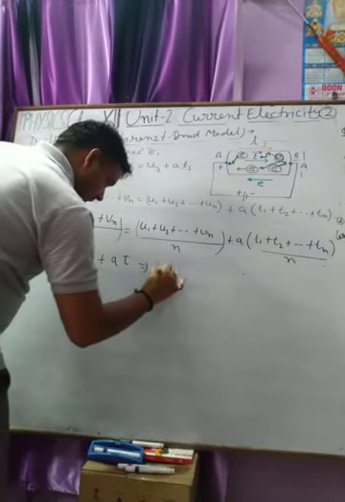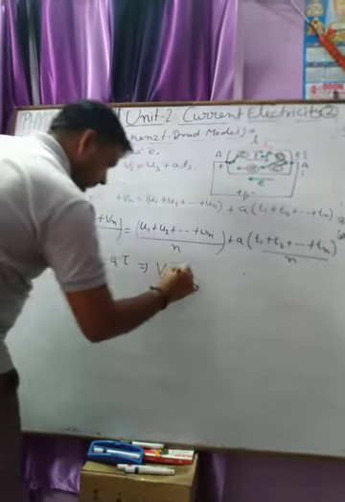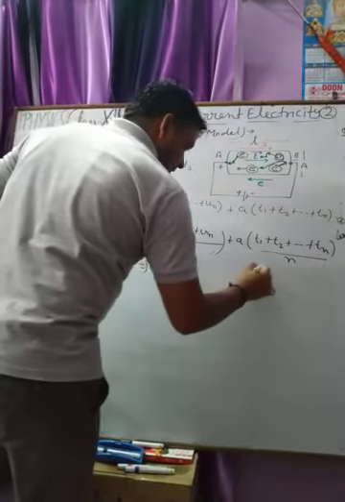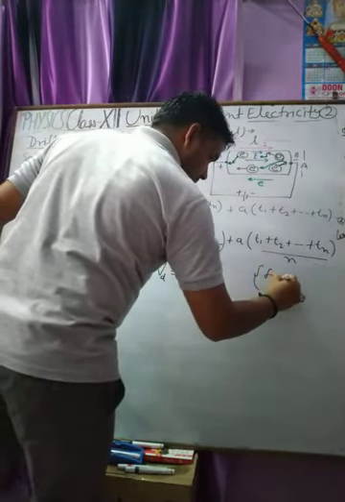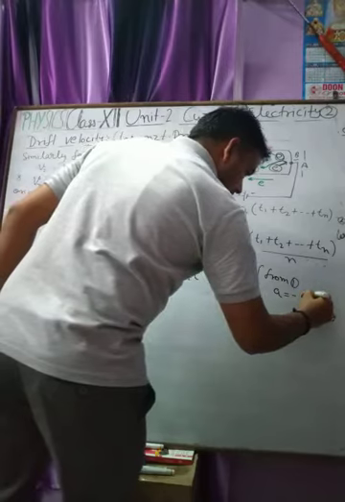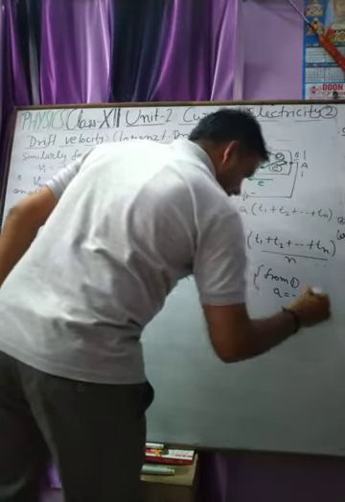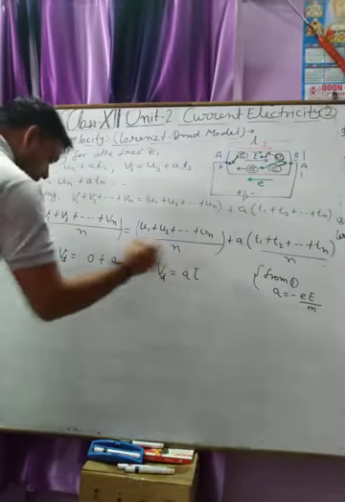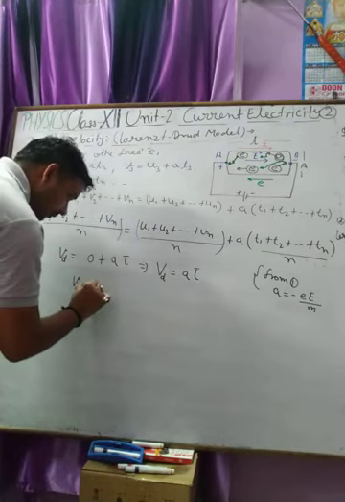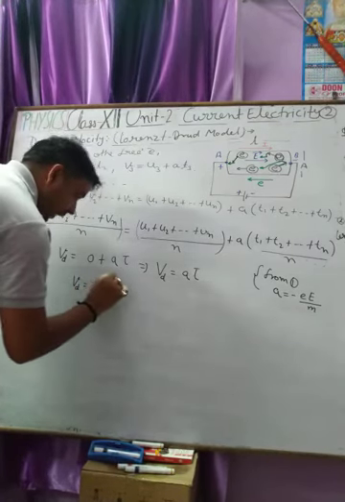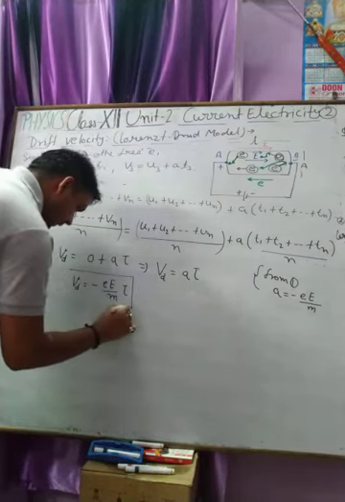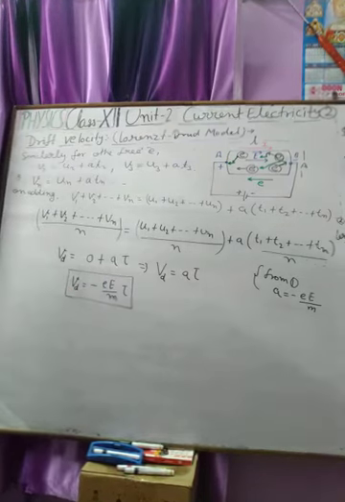Therefore, the drift velocity Vd is equal to a tau. Now, from equation first we have acceleration is equal to minus eE upon m. By putting this value here, we get Vd is equal to minus eE upon m into tau. This is the drift velocity of free electrons.